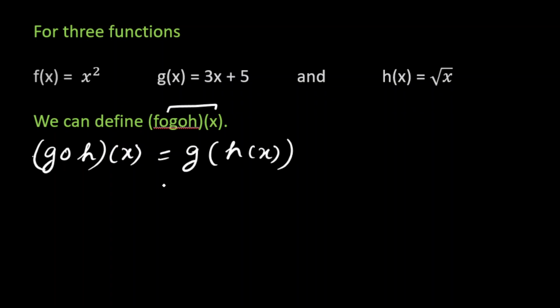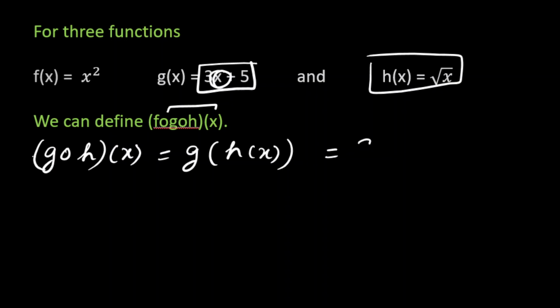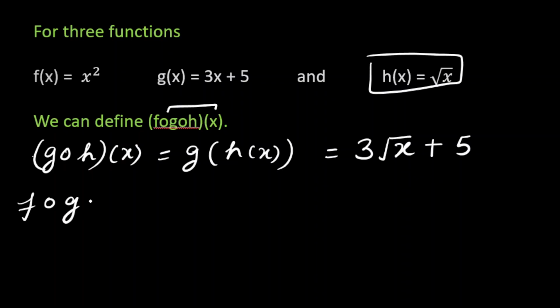The main function which we have to consider is g's function. So g is 3x plus 5. At place of x we have to write the value of h(x). So it is equal to 3 root x plus 5, because the value of h(x) is root x. So g of h we have found its value is 3 root x plus 5. Now we will find f of g of h.